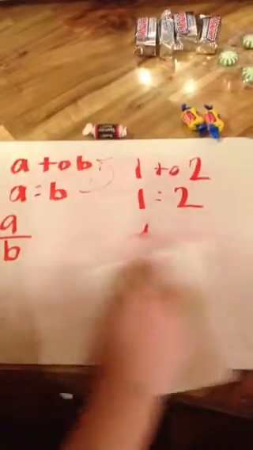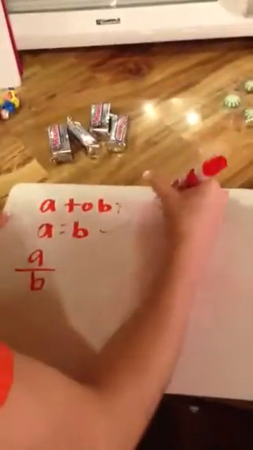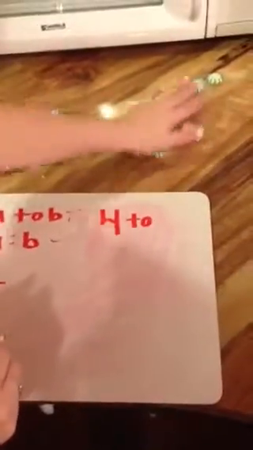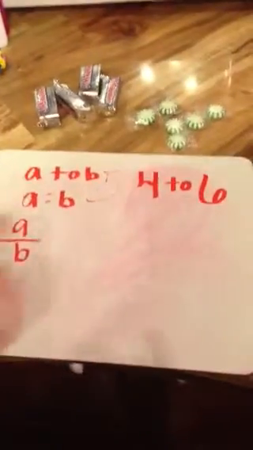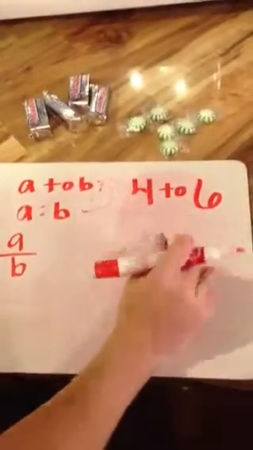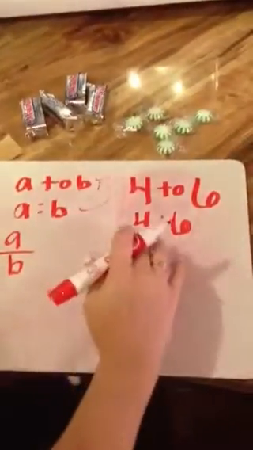So now we're going to use 3 Musketeer bars and pieces of peppermint candy to express another ratio. Okay, as we see here, we have 1, 2, 3, 4 3 Musketeer bars to 1, 2, 3, 4, 5, 6 peppermints. Okay, so your ratio is 4 Musketeer bars to 6 peppermints. You can also write it as 4 to 6.